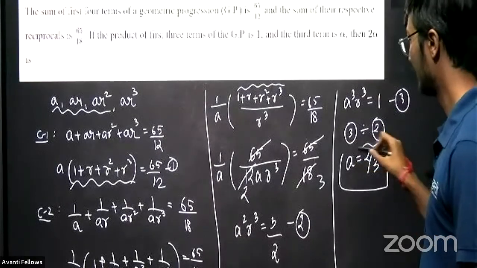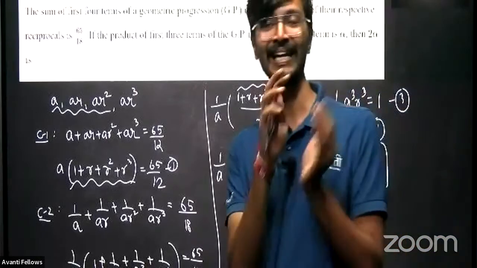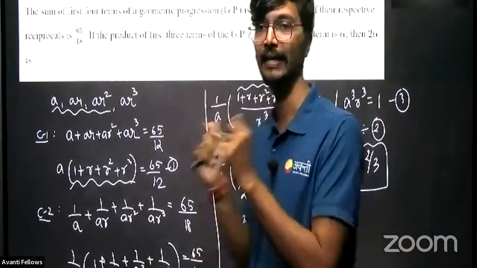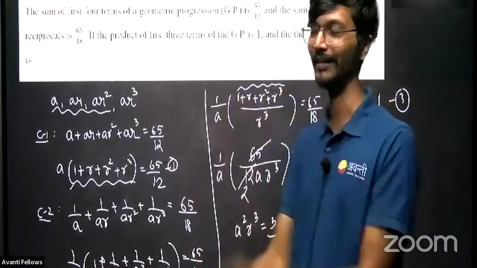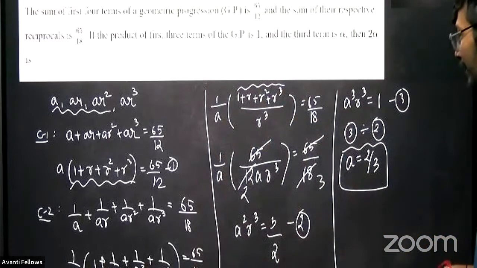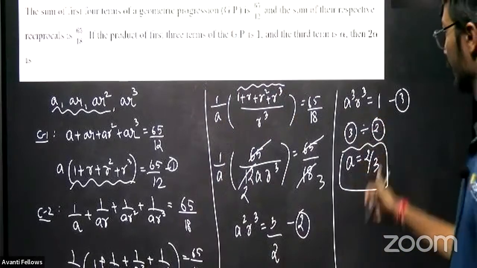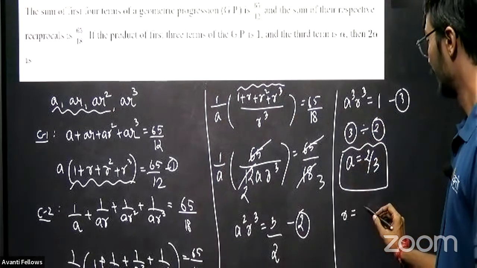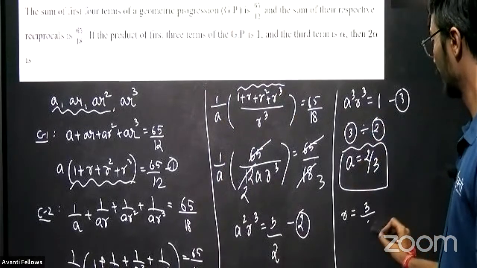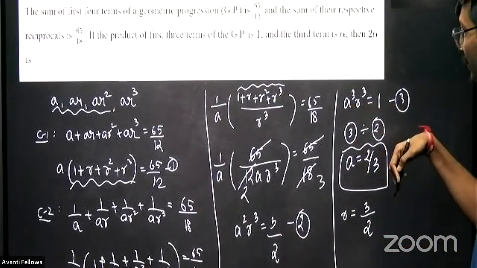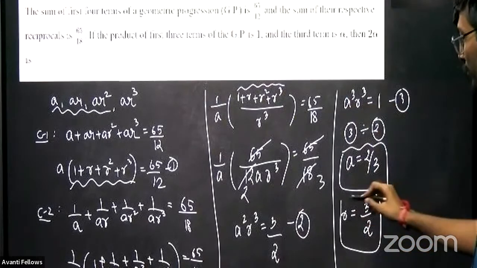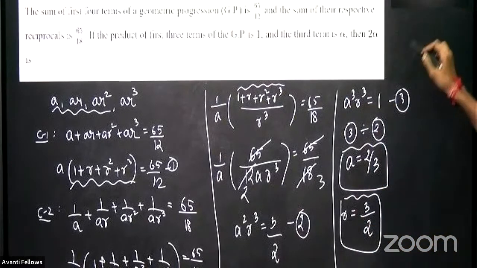See, I was telling कि हम लोग हर क्वेश्चन में A और R को ही ढूंढते हैं. So even in a JEE question, it is as simple as that. A तो मिल गया 2 by 3. So what will R be? R will be 3 by 2. A cube R cube is 1, that means AR is 1. So R will be 3 by 2. And find क्या करना था भाई?